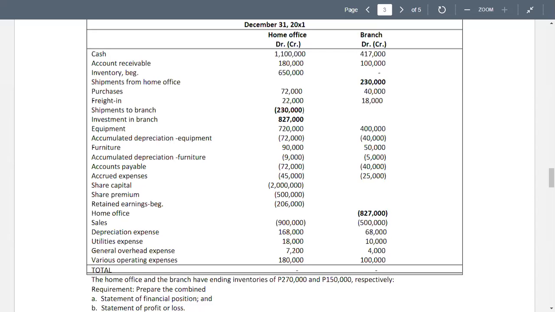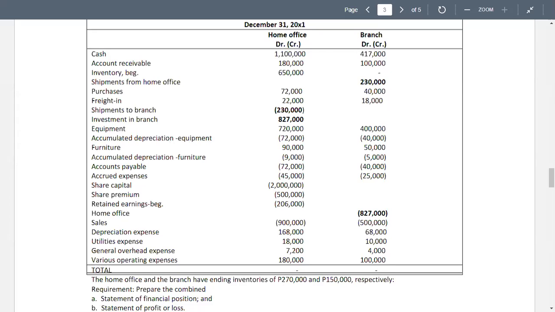We deduct it from sales of 1,400,000. The difference is gross profit, the gross profit of 1,018,000. And then from the gross profit, we are going to deduct the expenses.